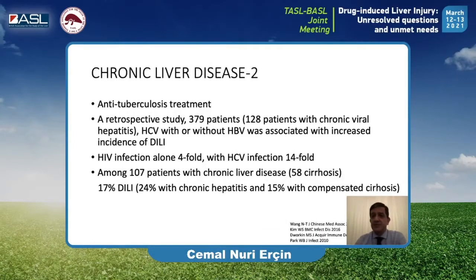We can give some examples of patients with viral hepatitis taking anti-tuberculosis drugs. In a retrospective study involving more than 300 patients, including patients with chronic viral hepatitis, HCV with or without HBV was associated with increased incidence of DILI. Among patients with HIV infection using anti-tuberculosis treatment, risk of DILI was shown to increase by 4-fold, but co-infection with HCV increases this risk by 14-fold. In another cohort, including 107 patients with chronic liver disease, 17% of patients experienced DILI, with 24% of them having chronic hepatitis and 15% compensated cirrhosis.